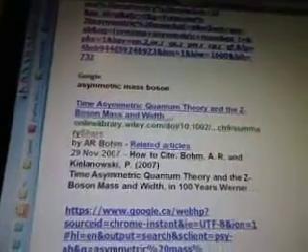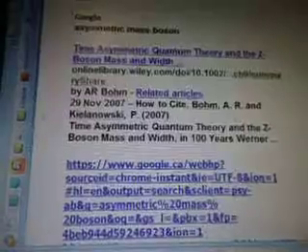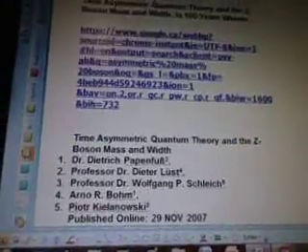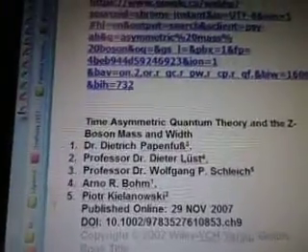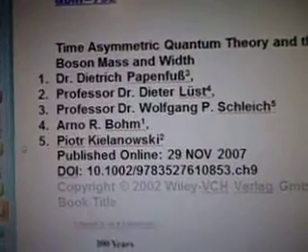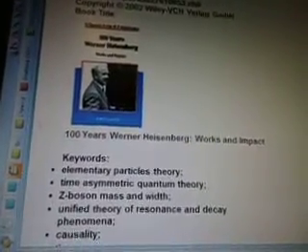Next is the asymmetric mass boson. I wanted to see if that goes together, and it does. Time asymmetric quantum theory and the Z-boson mass and width. That's at onlinelibrary.wiley.com by A. R. Bohm, November 2007. And it says time asymmetric quantum theory and the Z-boson mass and width in 100 Years Werner Heisenberg. Another keyword. So the next one that came up was time asymmetric quantum theory and the Z-boson mass and width. And these are from the different doctors here, from 2002 on the Wiley-VCH book title, 100 Years Werner Heisenberg: Works and Impact.